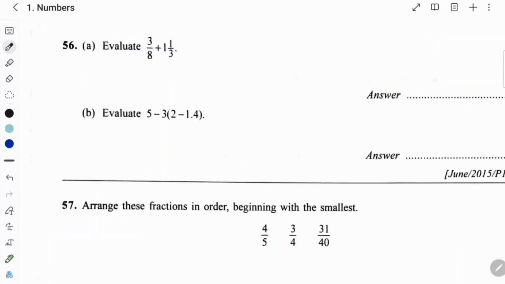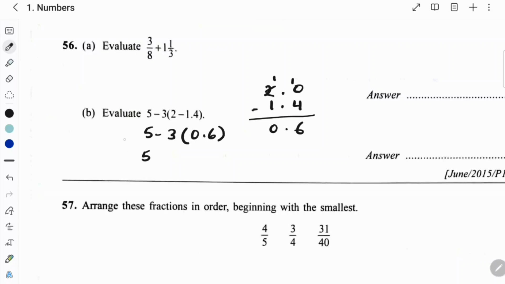B part of this question, 5 minus 3 times 2 minus 1.4. You have to multiply, but solve the bracket first. Okay, 5 minus 3 times the bracket, and now you are going to subtract 1.4 from 2. So 2 minus 1.4 is 0.6, but if you don't understand, then what do you do? 1.4, that is becoming 2.0, and then subtract it. You just borrow here. 10 minus 4 is 6, so 0.6, okay? So 0.6.